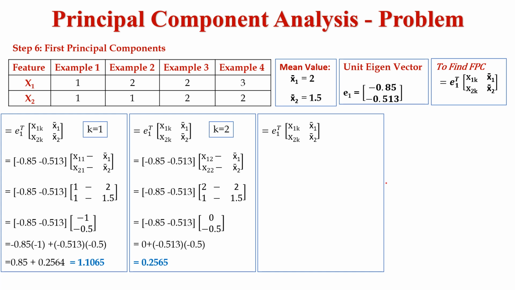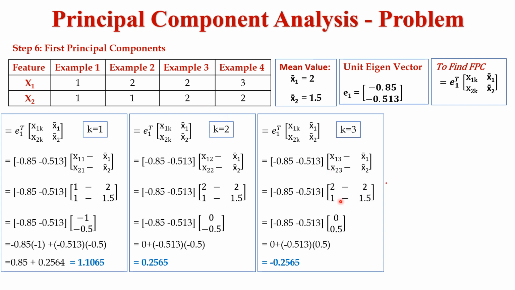So again, we are calculating the same formula by substituting k is equal to 3. We know E1 transpose, which we have done in the previous step. By substituting k is equal to 3, we get x1 3 minus x1 bar, x2 3 minus x2 bar. So this is the formula we get. By substituting the value of x1 3 as 2 and x2 3 as 2, we get these values. By simplifying this, we get the final value as minus 0.2565.